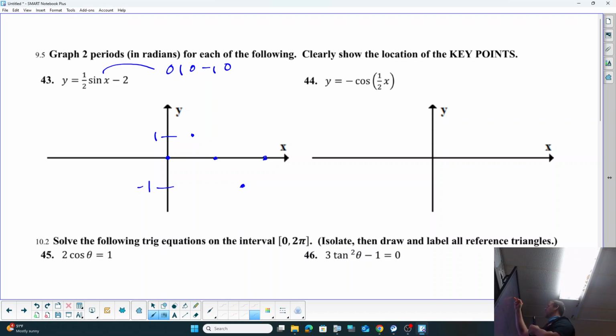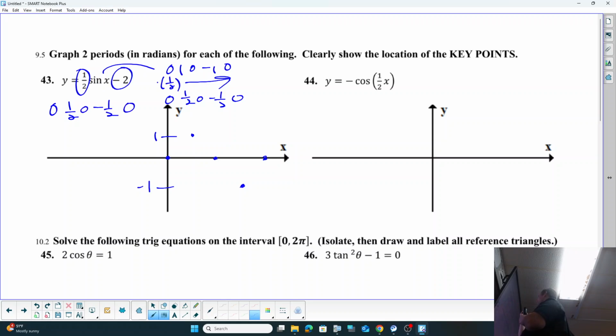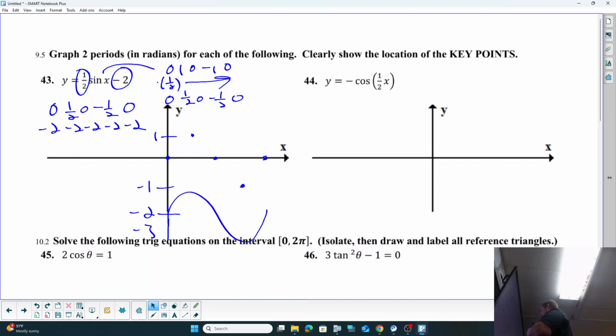And so this is going to shift it. We have to times it by the amplitude first, so times it by a half all the way across. And so that's going to be 0, a half, 0, negative half, 0. But then you have to minus 2 all the way across. That's going to flip it upside down. No, it's going to shift it down. It's going to take your sine, basically, and shift it down.